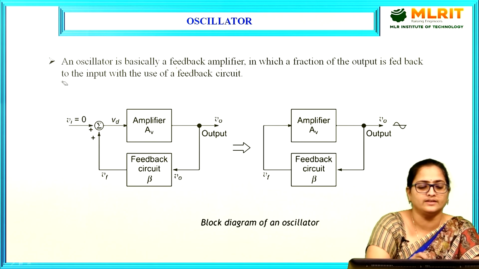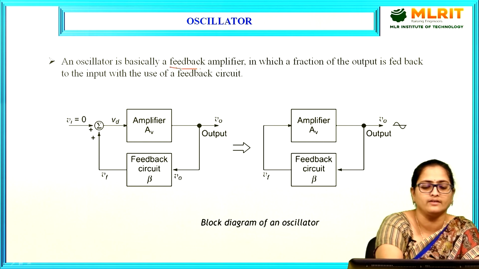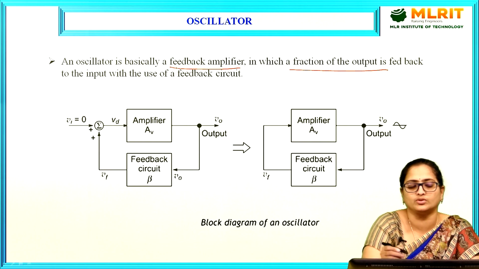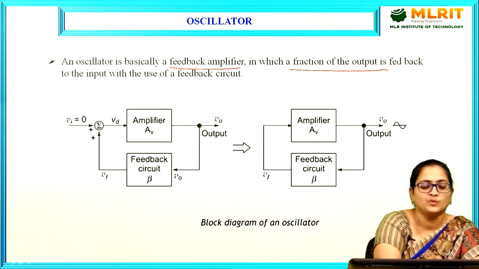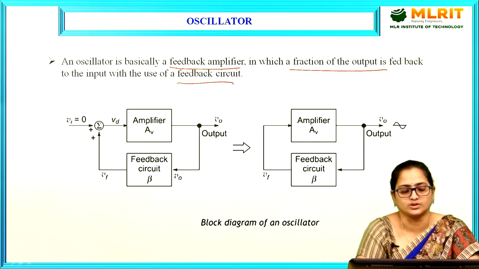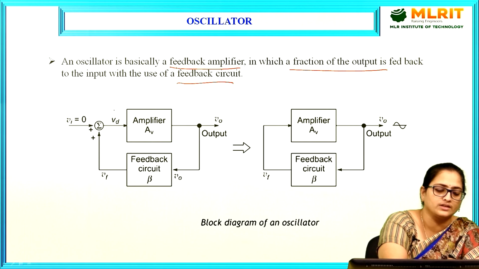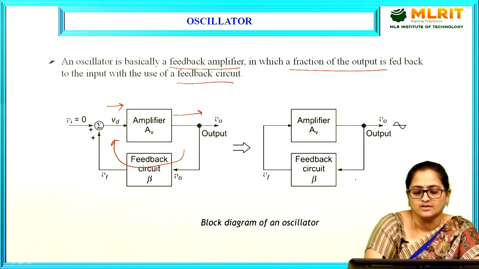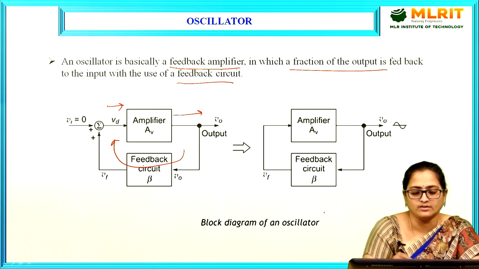An oscillator is basically a feedback amplifier in which a fraction of output is fed back to the input with the use of a feedback circuit. See, an input is given to an amplifier. The output of the amplifier is again given as feedback to the amplifier. So, this is the block diagram of an oscillator.